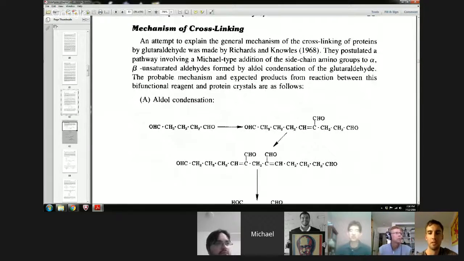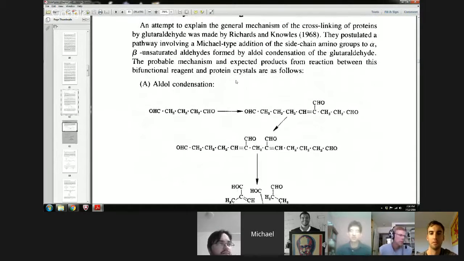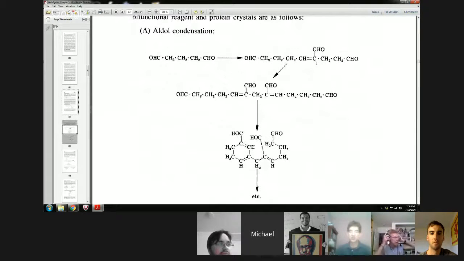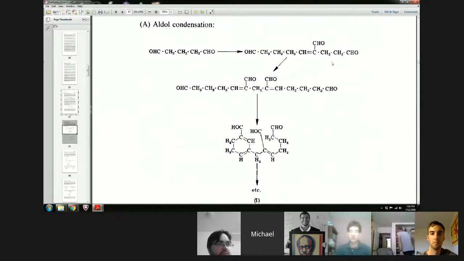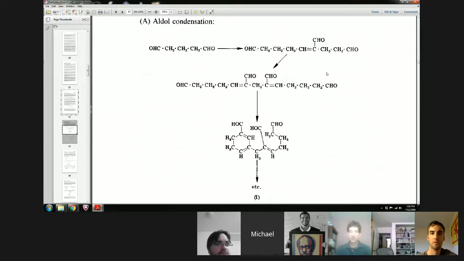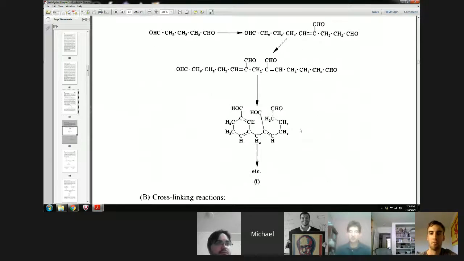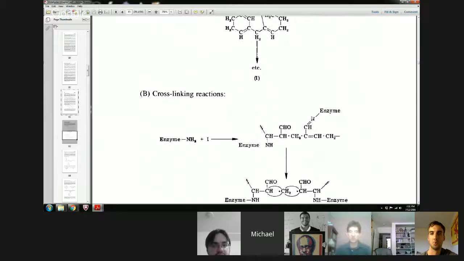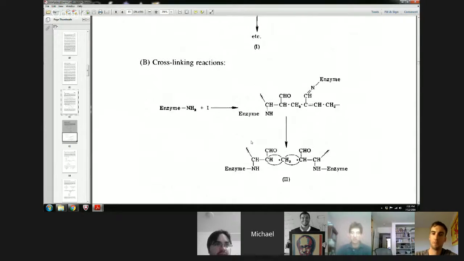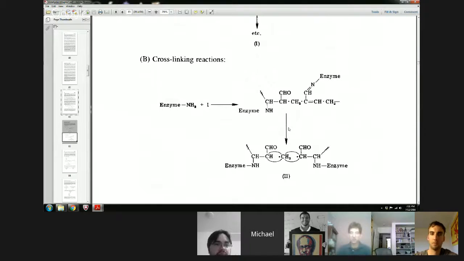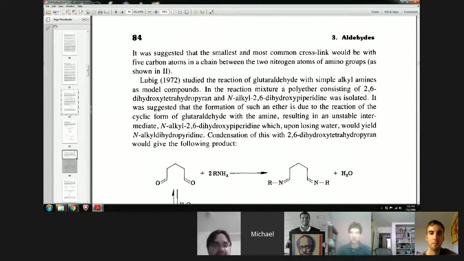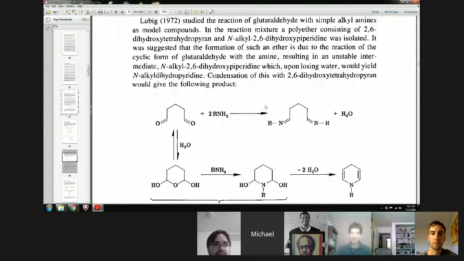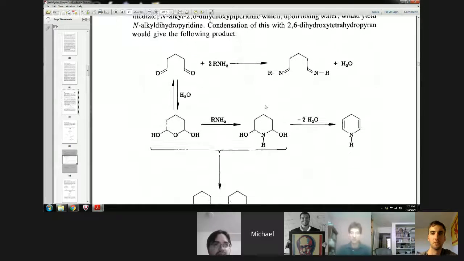All right, so Richard and Knowles, 1968, aldol condensation. Then you get into more and more of the chemistry here. So they're saying these 3 different glutaraldehyde molecules join up and you form this double ring structure. I'm going to keep going down here because I don't understand these 2 at all. I tried to follow the chemistry here, but let's skip ahead, because they'll come back to that. So here is another proposal, and this one's a little more straightforward.